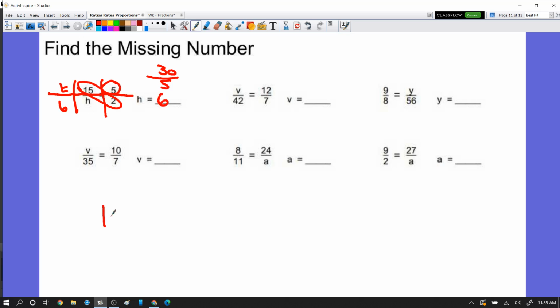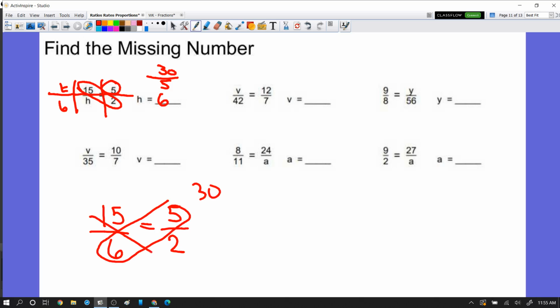And you can always check it by doing 15 over 6, the answer we found, and 5 over 2. 5 times 6 is 30, and 15 times 2 is 30. That means your answer is correct. 6 is the correct answer.